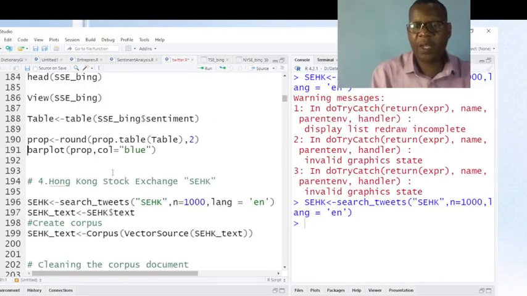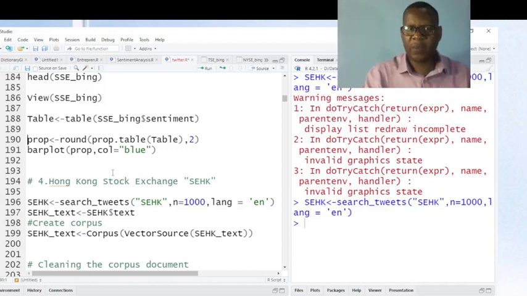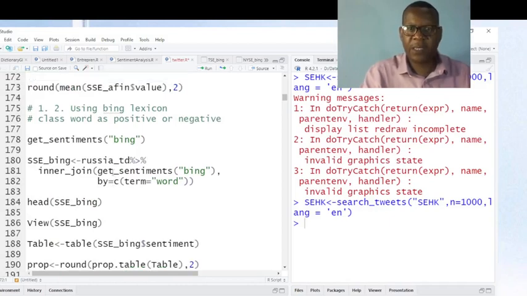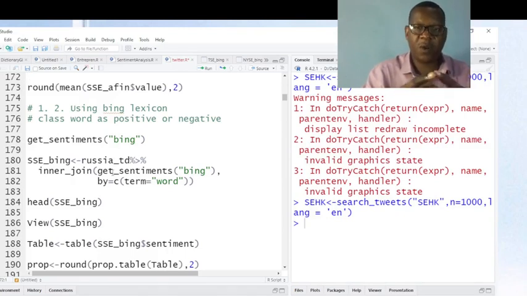Okay, friends, I was just trying to show you how you can perform sentiment analysis, and I hope this video will help you to analyze sentiment, especially when you are analyzing for stock exchange, because information given on tweets can have an impact, whether positive or negative, on your business, and it is better to know how you can collect and analyze such information.